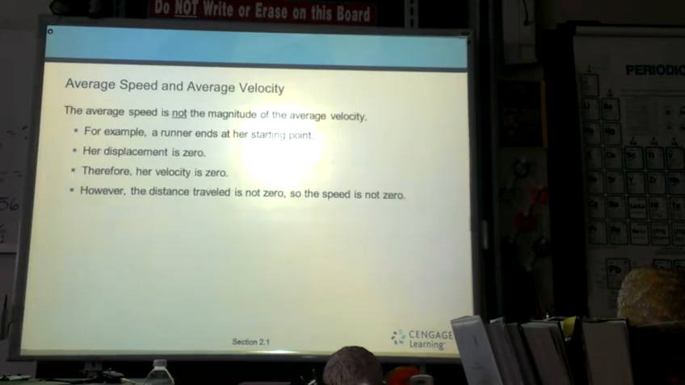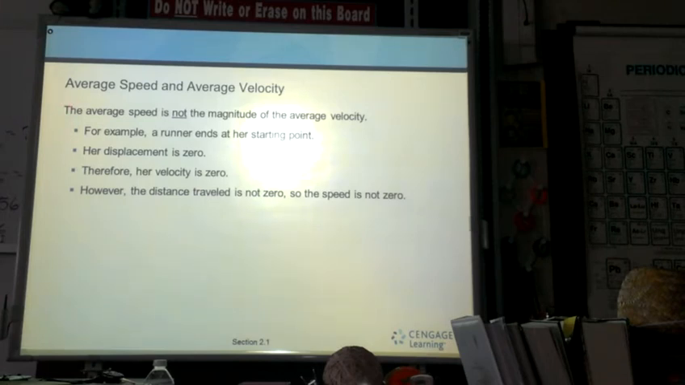So the average speed is not the magnitude of the average velocity. A lot of people have a misconception that average speed is the magnitude of the average velocity, but that's not true every time. Sometimes it's true, but sometimes it's not. So I can't say that this is a true statement all the time.